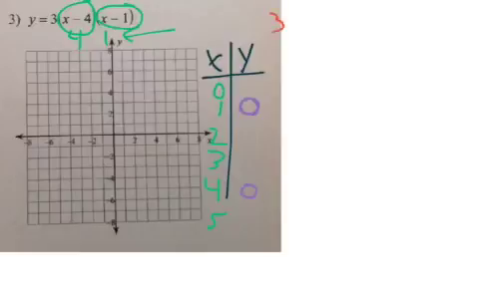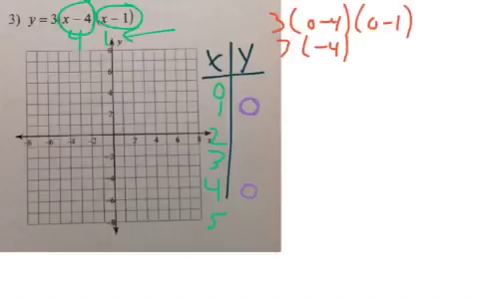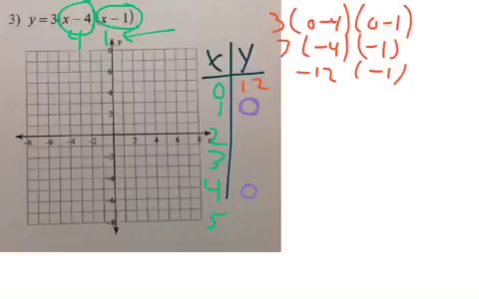Won't we get 3 times 0 minus 4 times 0 minus 1? 3 times negative 4, 0 minus 4 is negative 4, 0 minus 1 is negative 1. And so that's negative 12 times negative 1, so that's positive 12. Now that number is actually too big to graph, isn't it? But 5 will also be positive 12 because of symmetry.